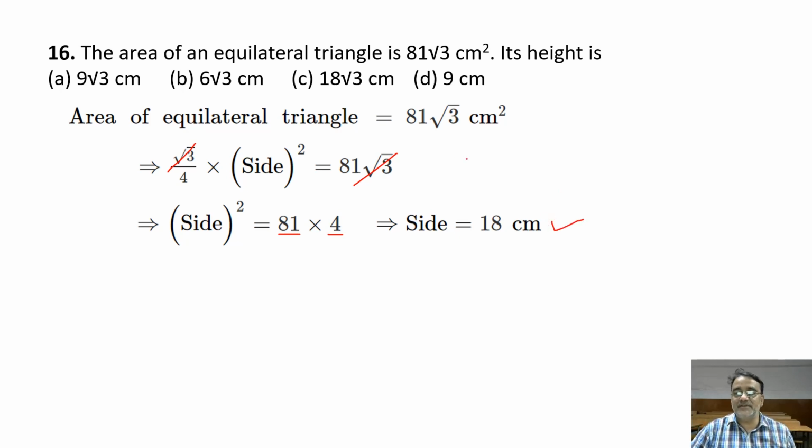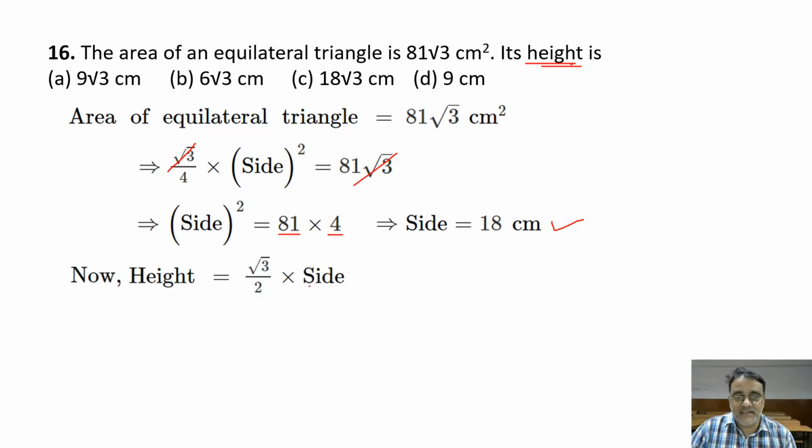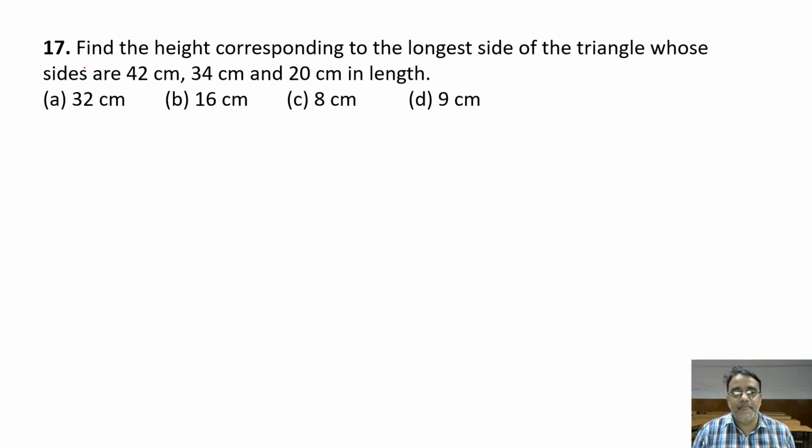Now what is the formula of height? Root 3 by 2 a square. Right. Root 3 by 2 into a, not a square. So root 3 by 2 into side. Side is 18. So now 18 we can cancel by 2. So what are we going to get? 9. So the final answer is 9 root 3. And which option is the correct one? Option A, right.